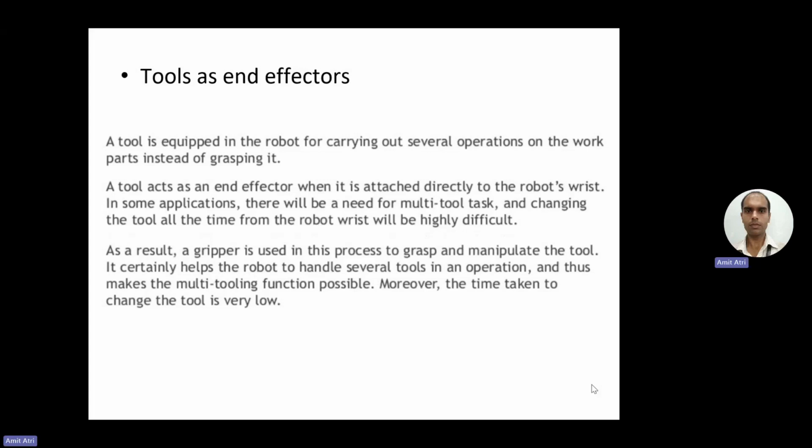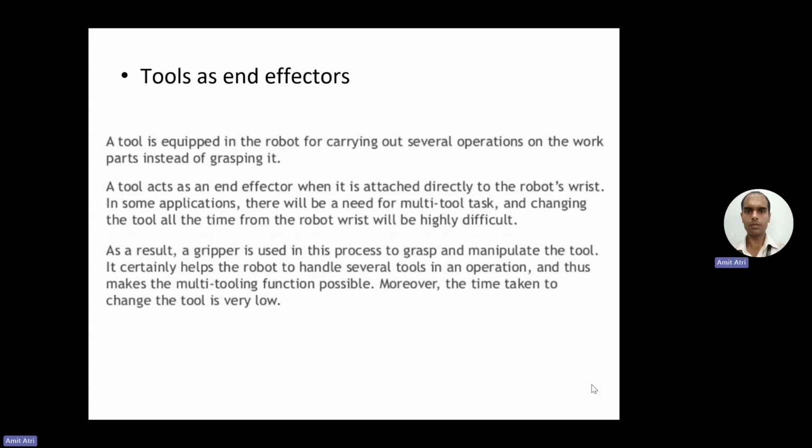In some applications, there will be a need for multi-tool tasks and changing the tool all the time from the robot wrist. That is very difficult, because once we have fixed one tool, the robot is dedicated to performing that specific task. So in that case, a gripper is used. It can grasp and manipulate the tool. Okay, so the gripper is grasping the tool and performing the task.